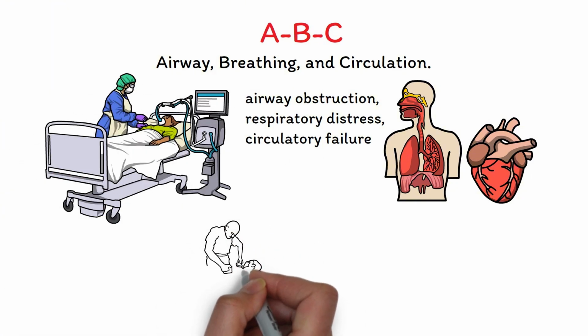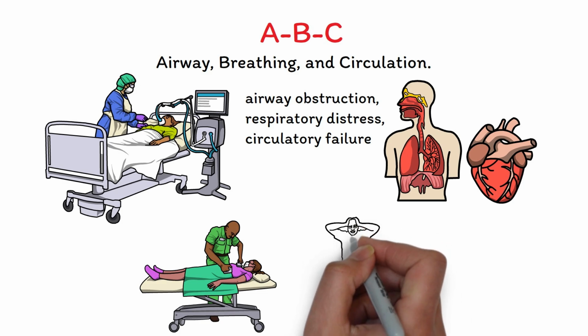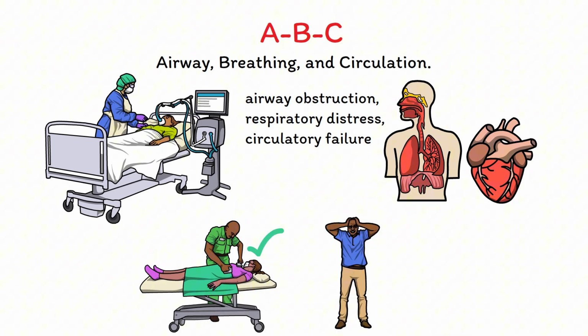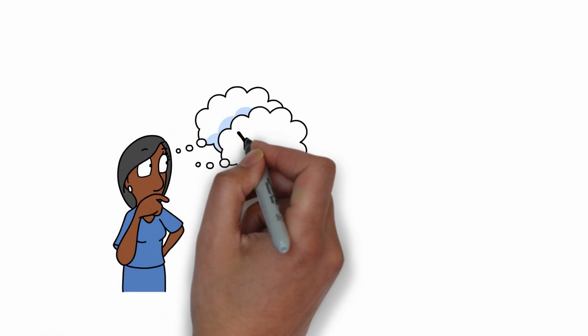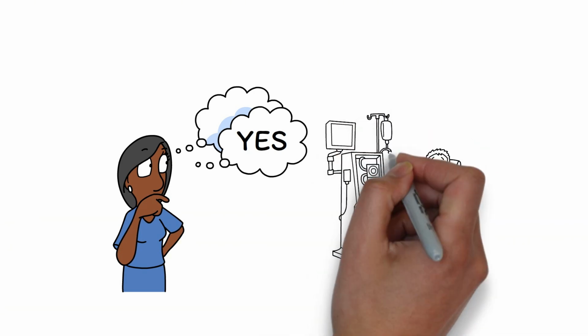Example, a patient clutching their throat versus a patient with a mild headache. The choking patient is highlighted as the priority. Always think, will this kill my patient the fastest? If yes, take action immediately.